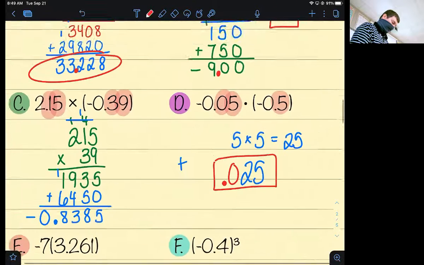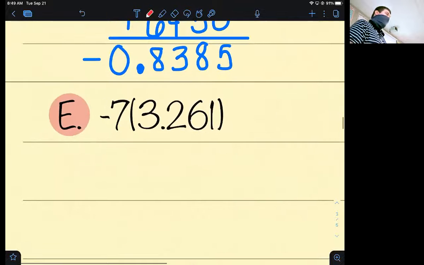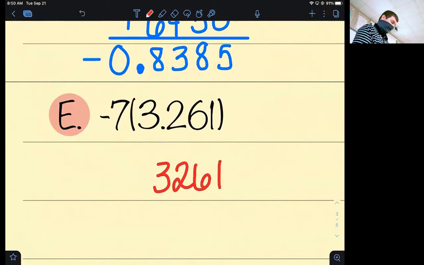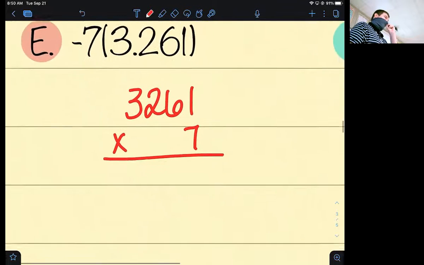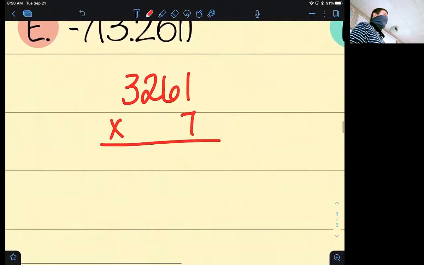Example E. This is -7 times 3.261. If I ignore the decimal points, it's 3,261 that I'm going to write on top, times 7. I'm ignoring the decimal point for right now. I'll come back and check it later.